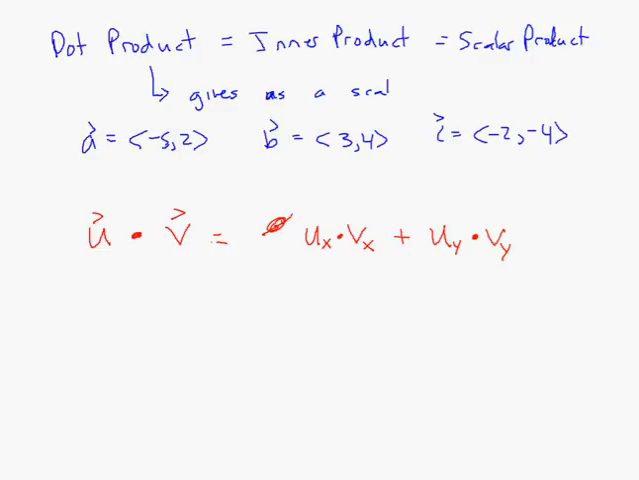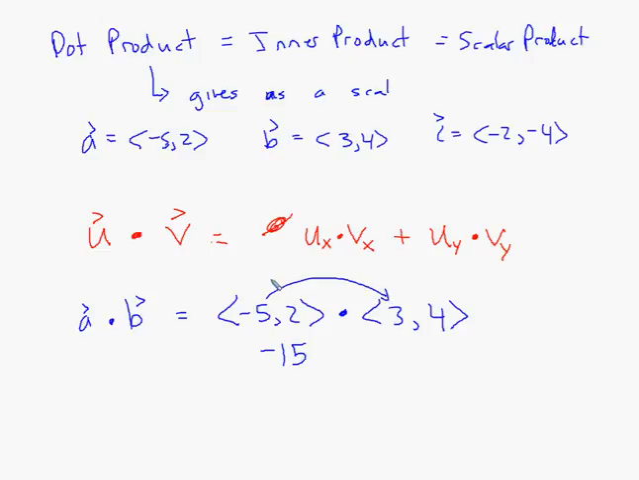So if I'm going to do vector a dot vector b, I'm going to have negative 5, 2, dot 3, 4. And then what I'm going to do is I'm going to get negative 15. See, I multiply those 2 numbers, and I multiply these 2 numbers, and then add them. So 2 times 4 is 8, and then I add those and get negative 7, and that's my scalar product. That's my dot product.